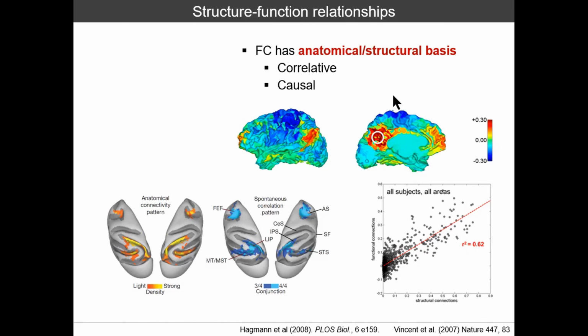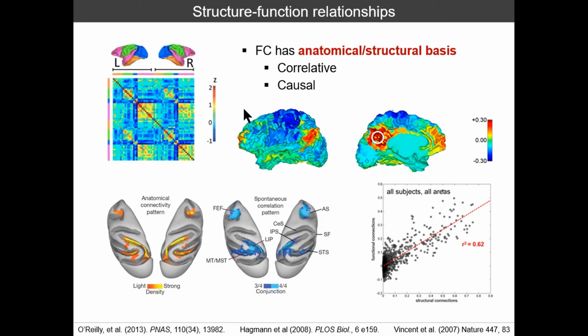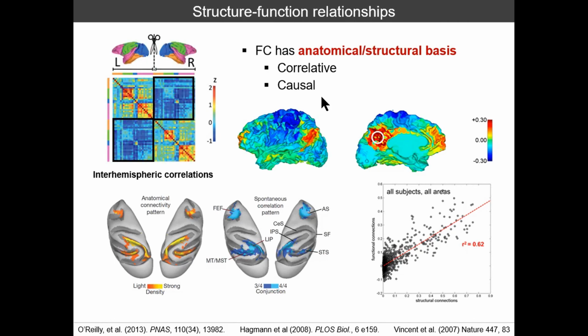But there's also some causal evidence too. This is a nice study from Jill O'Reilly where they start with an intact macaque brain. This is the functional connectivity matrix. And then they clip a bunch of callosal fibers. So pay attention to these interhemispheric correlations. This is before cutting these callosal fibers. There's an acute insult to the network, and suddenly interhemispheric coordination goes away. So there's a strong structural basis for the correlation structure that we observe, and probably in a causal way. This is, I think, a good example of that.